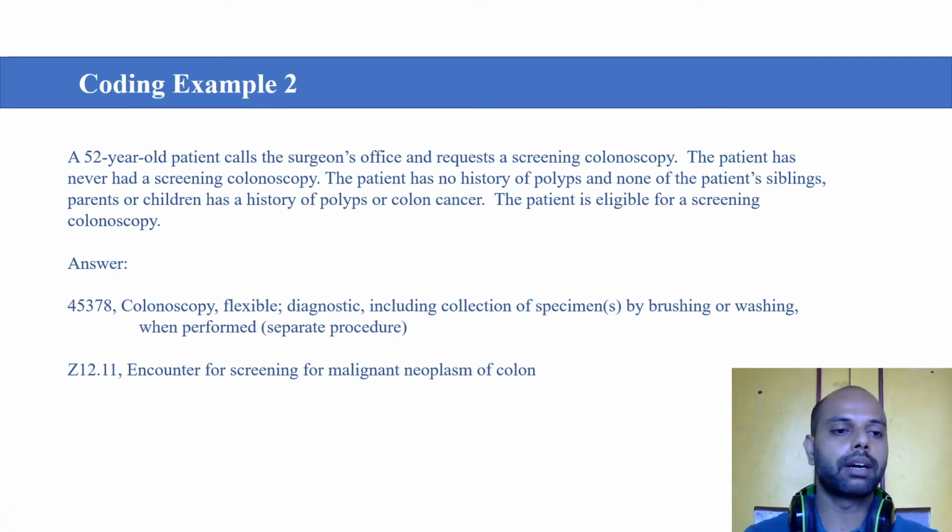Here's another example. A 52-year-old patient calls the surgeon's office and requests a screening colonoscopy. The patient has never had a screening colonoscopy. The patient has no history of polyps, and none of the patient's siblings, parents, or children has a history of polyp or colon cancer. The patient is eligible for screening colonoscopy. What would be the correct procedure and the diagnosis code?